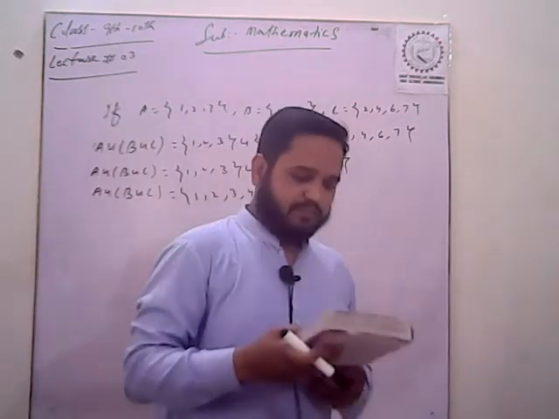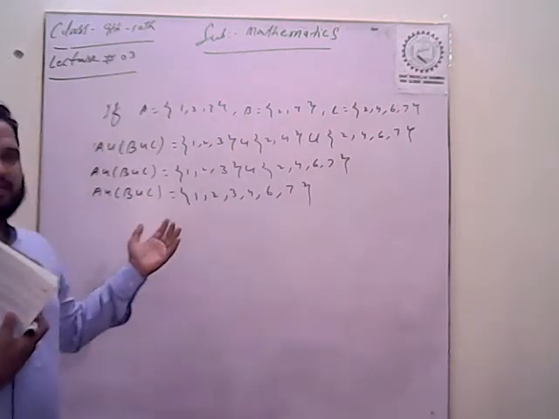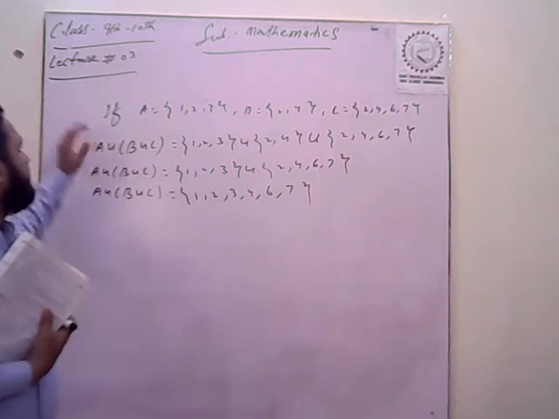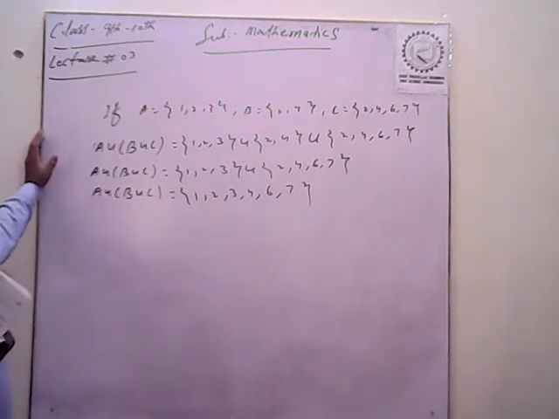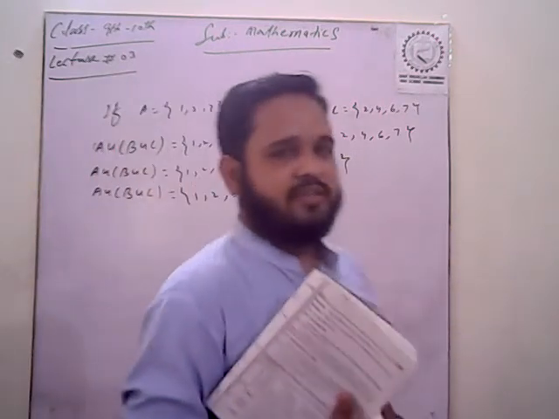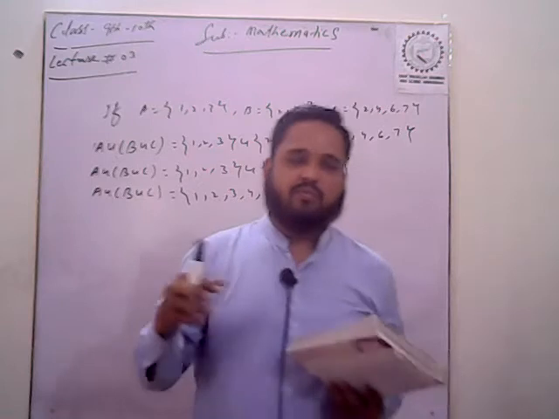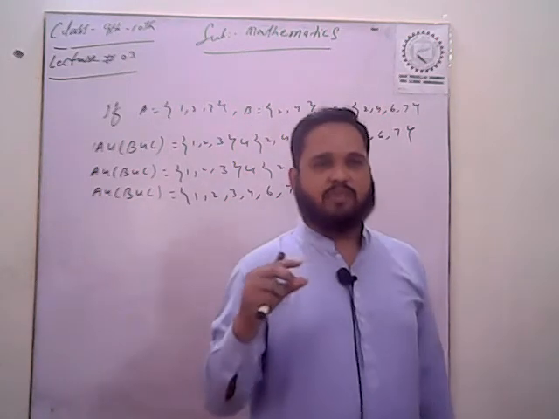Similarly, as I told you, in previous classes we had two sets, but in this class three sets or four sets. Now what is the definition of union in mathematics?